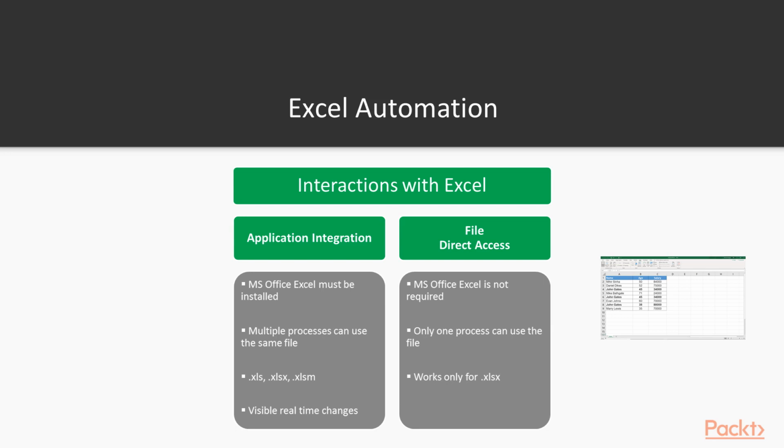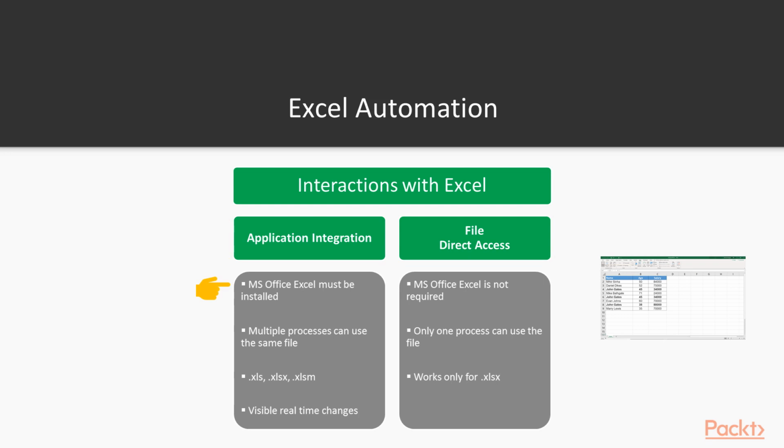UiPath Excel Automation makes manipulating Excel data hassle and error-free. It saves valuable time and relieves the human workforce from boring, repetitive tasks. UiPath provides two approaches to integrate with Excel: application integration and file direct access. For application integration, you must have Excel installed, whereas for file direct access, it is not required.